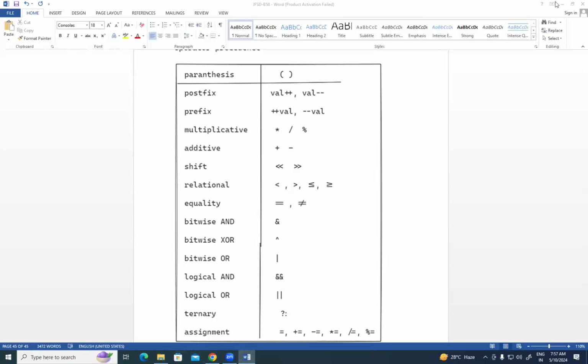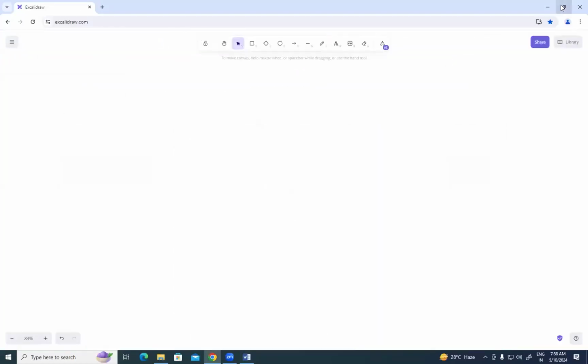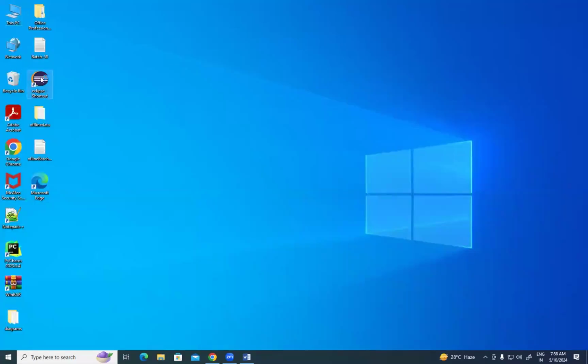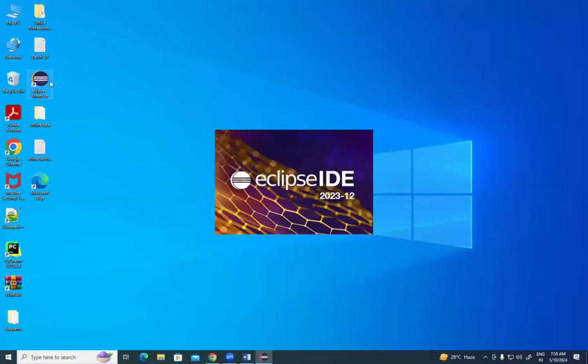Okay. Let me do one thing, folks. I'll open Eclipse. Let me open Eclipse to write a small Java program on operator precedence.